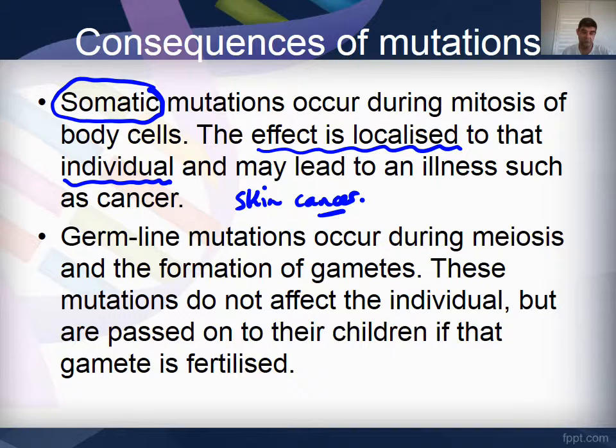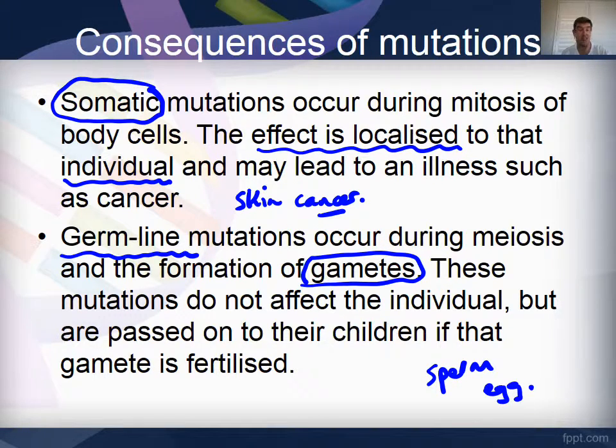The problem is that if the mutation is linked to the germline, that is, if the mutation occurs in the gametes, then it means that some mutations occurred to the sperm or the egg. This means it's going to be passed on. And that means that any consequence of a mutation isn't localized to the individual, but can actually be passed on to all subsequent generations from that individual. So this is a potentially larger scale concern.